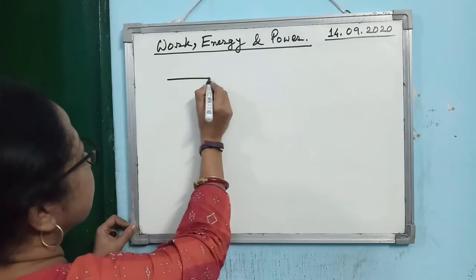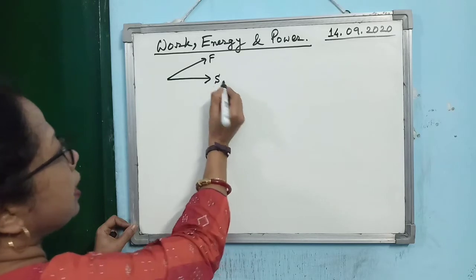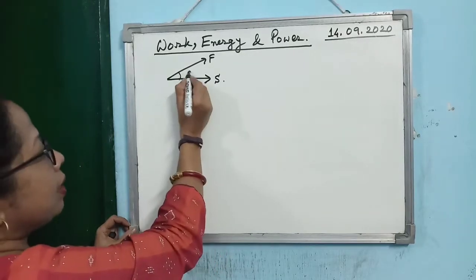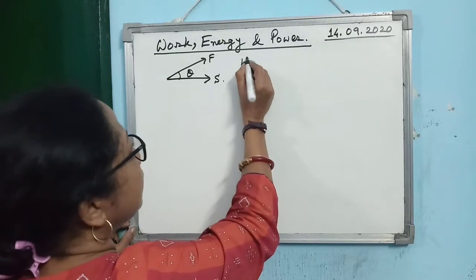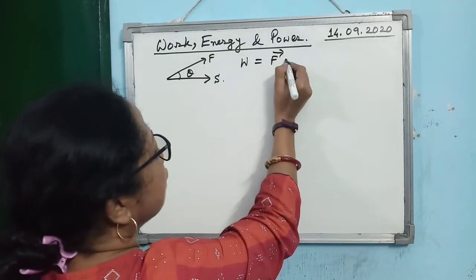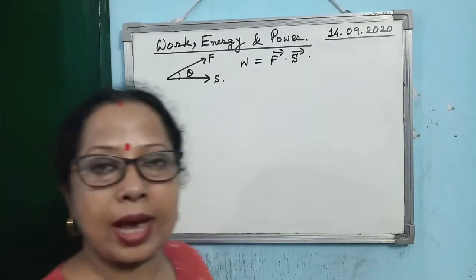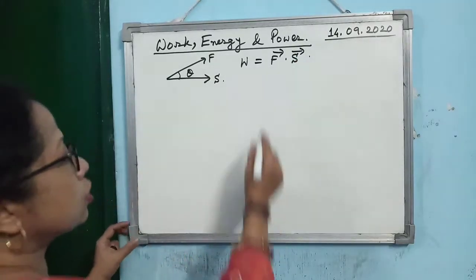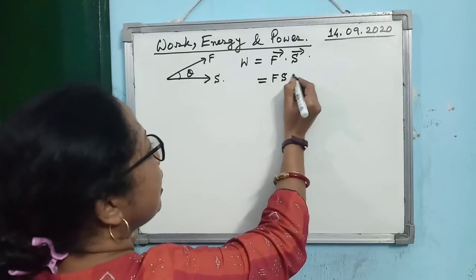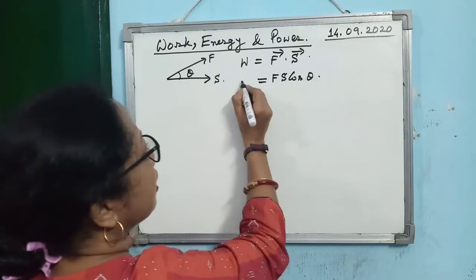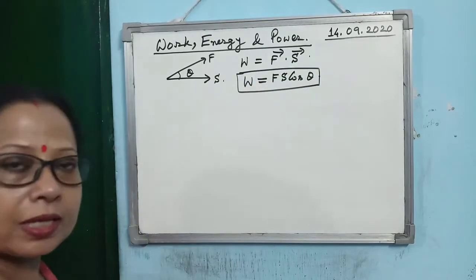If you consider that a force F is applied on a body and the body undergoes displacement s, making an angle theta with the direction of the force, then work done is defined as the dot product of force and displacement. We have already learned it. So you can write what the work done will be. It will be Fs cos theta. So work done is nothing but the dot product of force and displacement.